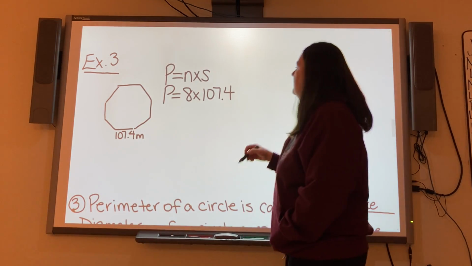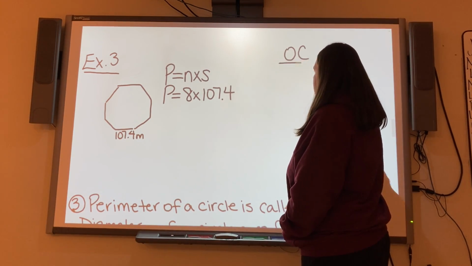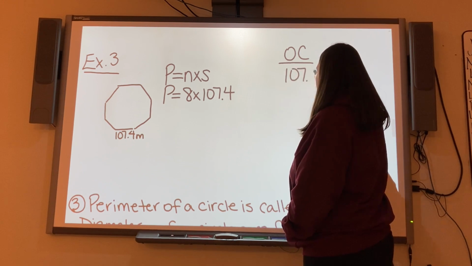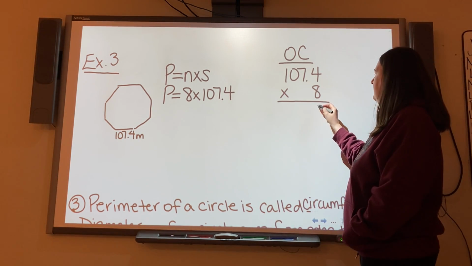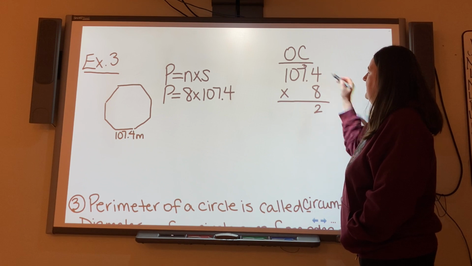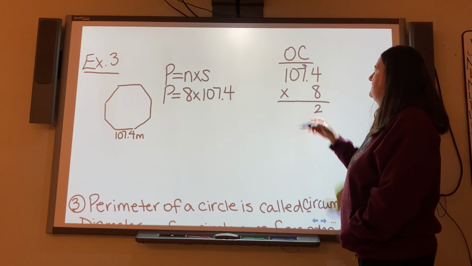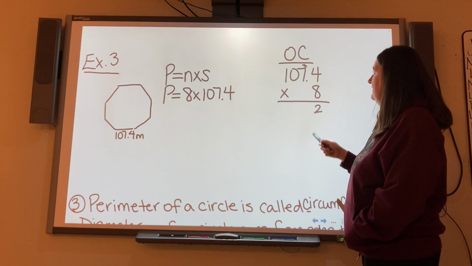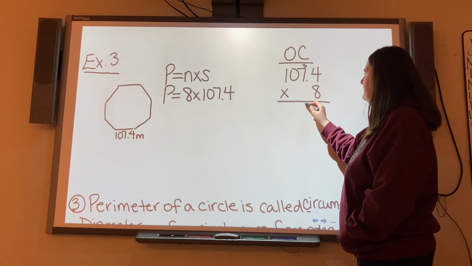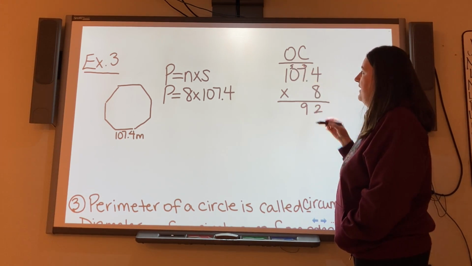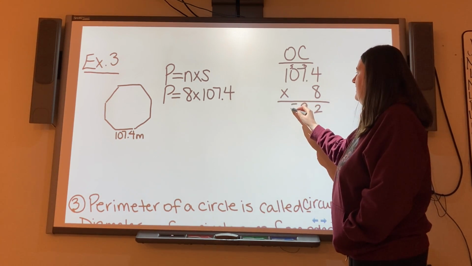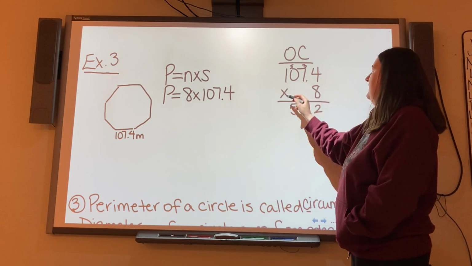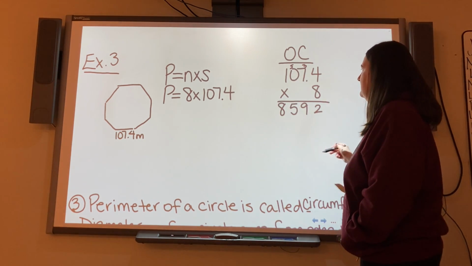107.4. So in my outside calculations, I take my 107.4 and I times it with 8 sides. 8 times 4 is 32. Carry your 3. 8 times 7 is 56, plus the 3 that you carried is 59. Carry your 5. 8 times 0 is 0, plus the 5 that you carried is 5. 8 times 1 is 8.